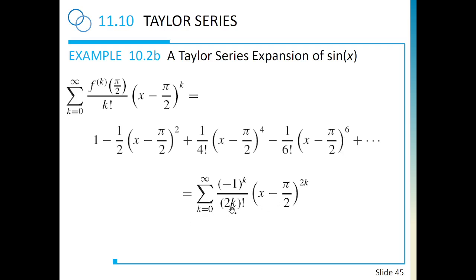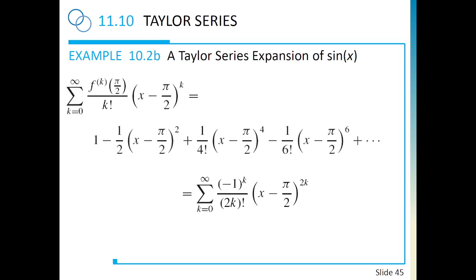So that's why it's 2k, because it's even. And then the first term was positive, so minus 1 to power k. When we start from 0, it will be 1, so that's fine. Just make sure that the first term has the correct sign, and then the other terms will have the correct sign. So now we got a power series, Taylor series, generated by sine x, centered at pi over 2.